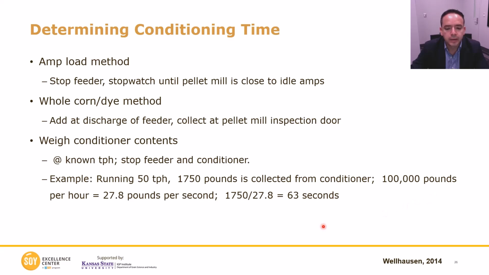100,000 pounds divided by 3,600, which is the number of seconds in 1 hour. Then you can calculate how many pounds are going per second. So if you are running at 100,000 pounds per hour, then you are running that pellet mill at 27.8 pounds per second. So if you collect 1,750 pounds in the conditioner, then you divide 1,750 by 27.8, and you get a retention time of 63 seconds.